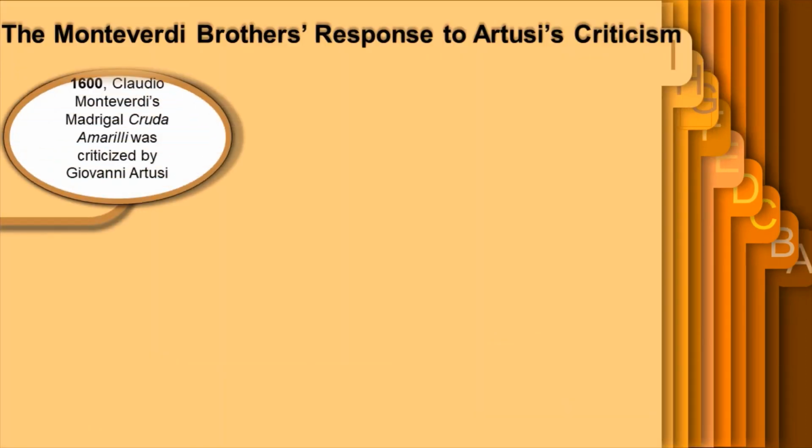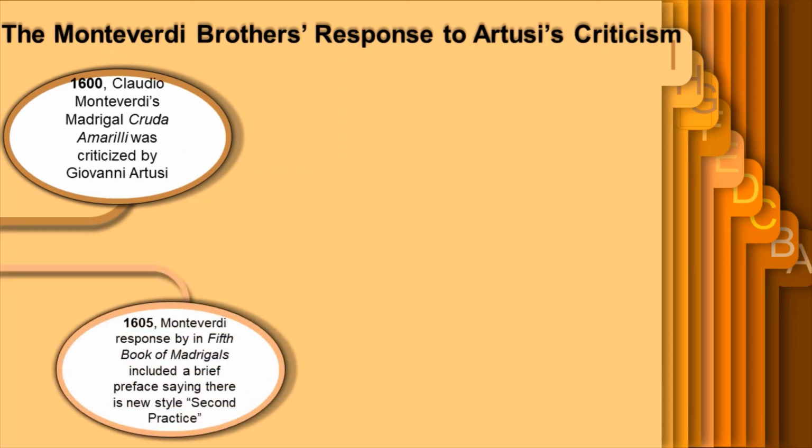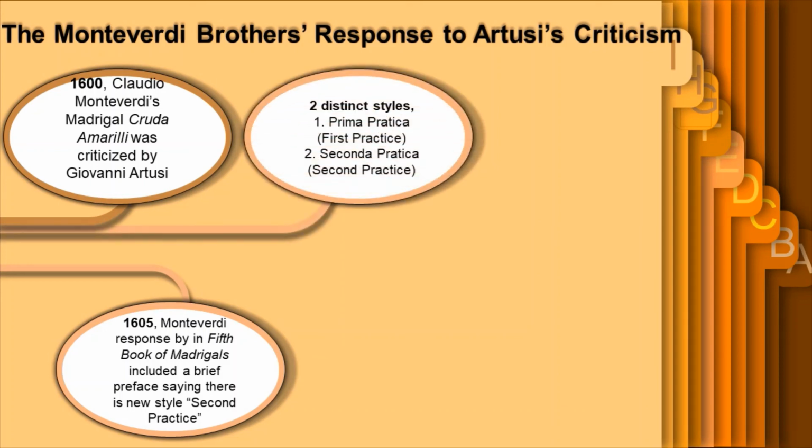In 1600, Claudio Monteverdi's madrigal, Cruda Amarilli, was criticized by Giovanni Artusi. Artusi said that Monteverdi broke the rules of counterpoint. In 1605, Monteverdi responded to Artusi's criticism by placing the madrigal first in his fifth book of madrigals and included a brief preface, suggesting that there is a new style called second practice, which is beyond the traditional rules at that time.